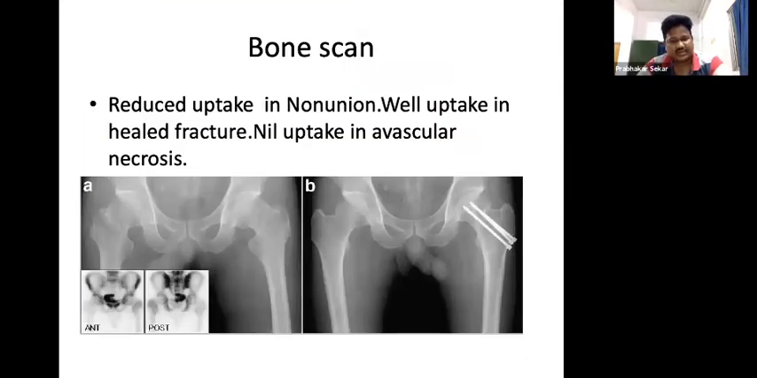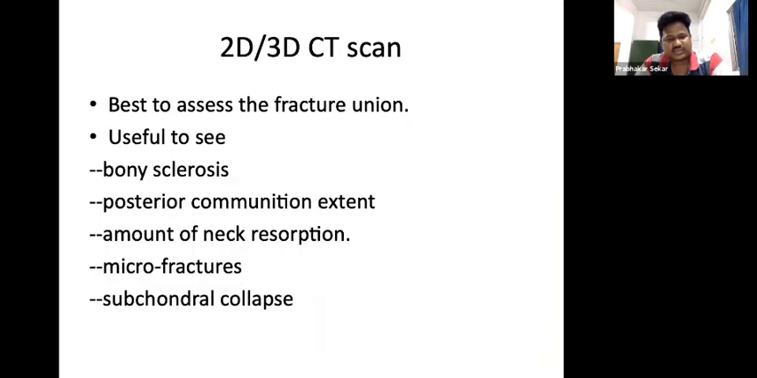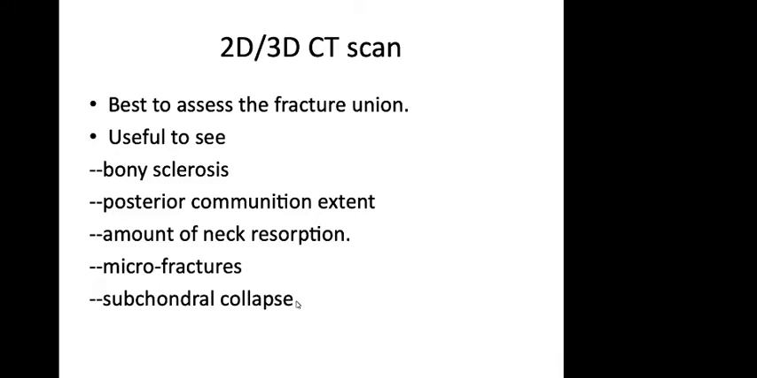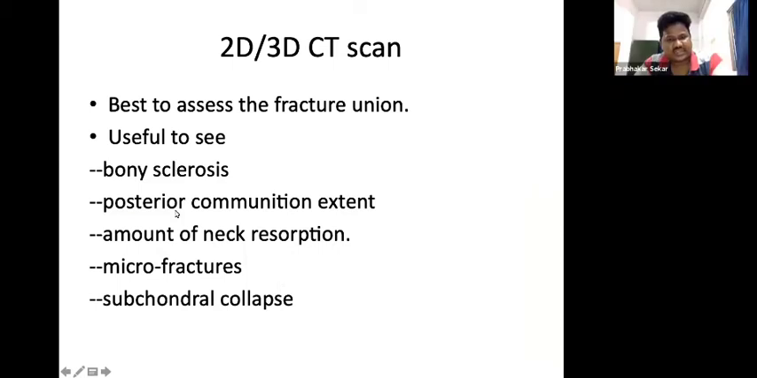Coming to bone scan, it depends upon the uptake. If it is reduced uptake, it's a non-union. Good uptake, it's a healed fracture. Nil uptake, avascular necrosis. And CT scan is the best one to assess fracture union after fixation. It is also useful to assess the posterior comminution, amount of neck resorption, microfractures, and subchondral collapse, that is, segmental collapse, can be assessed.